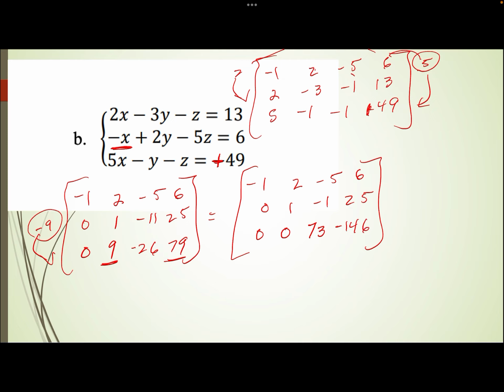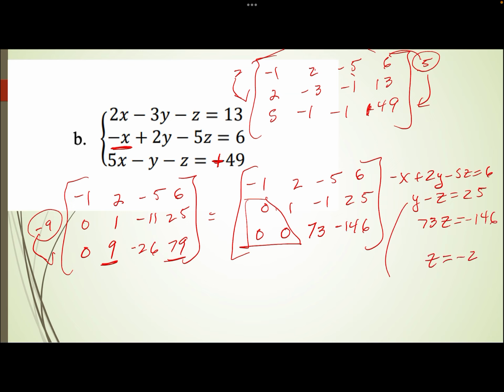Now I can write it as equations. So I get -x plus 2y, because I have my triangle of zeros here, minus 5z equals 6, and y minus z equals 25, and then 73z equals -146. So I get z equals -2, and I take that and go y plus 2 equals 25. So y equals 23.